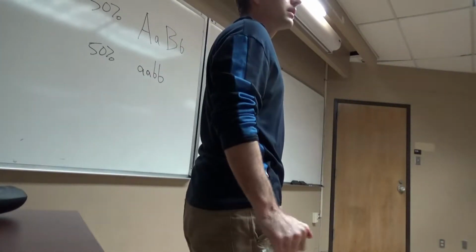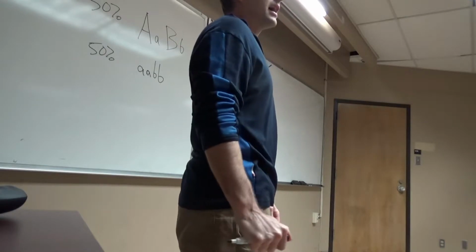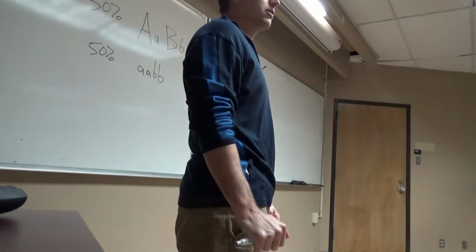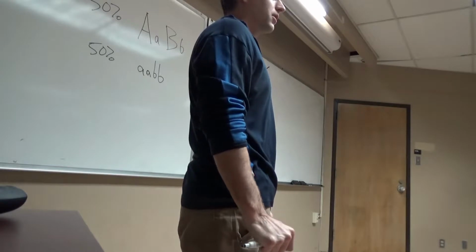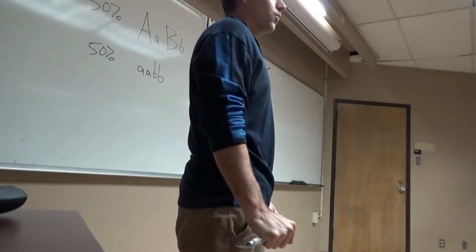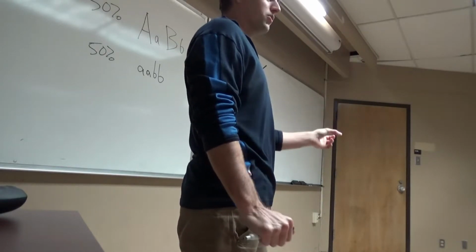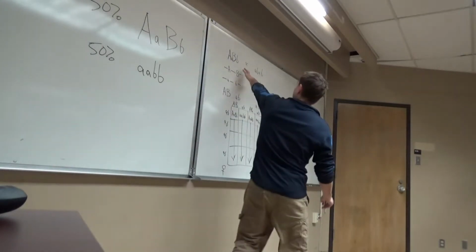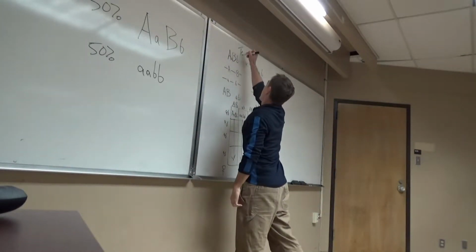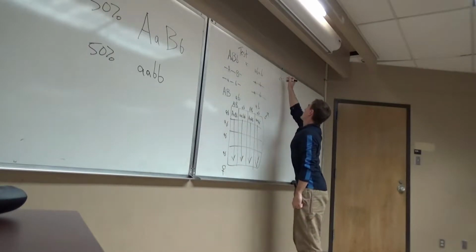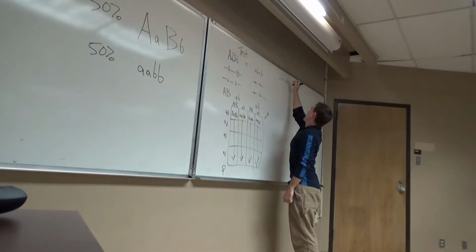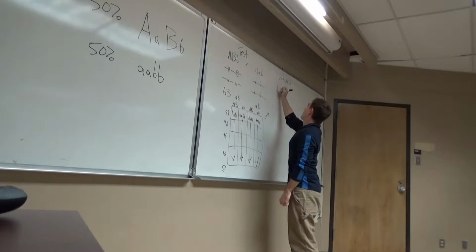What's the difference between a dihybrid cross and a test cross? In a dihybrid cross, we're crossing two double heterozygotes together. In a test cross, we're crossing a double heterozygote with a double recessive homozygote. So test cross is right here. Dihybrid cross. Sorry about my handwriting, y'all.